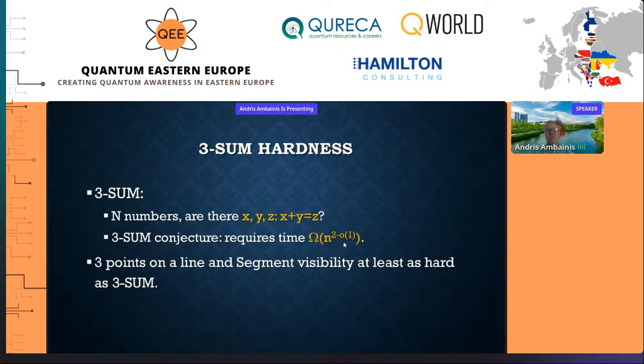And this is a very simple problem, but we don't know how to solve it in time less than n squared. And there is a conjecture that there is actually no algorithm for this problem that runs in time that is less than n squared. And both of the geometric problems that I mentioned, three points on a line and segment visibility, are at least as hard as this problem. So if there is no faster algorithm for this problem, then there is no faster algorithm for those problems as well.